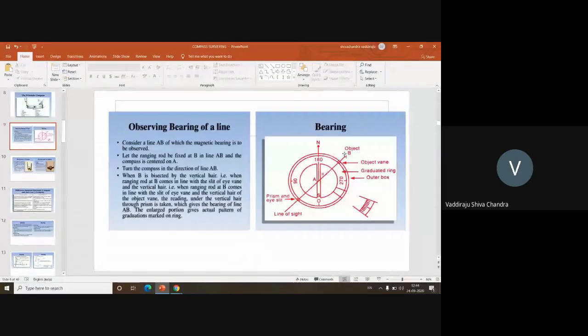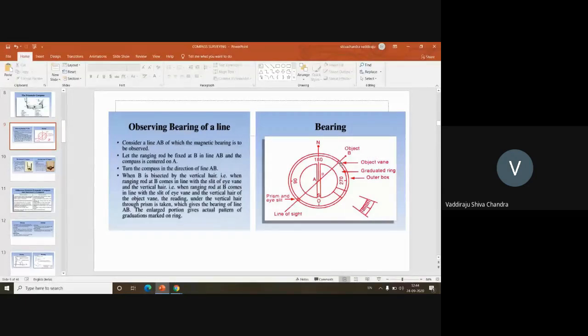So wherever this line, the needle in the compass is pointing to the graduation, that is called a bearing with respect to your north. But most of our calculations are with reference to magnetic north, because of the impact of the magnetic substances in and around our surfaces, the true direction is not possible for us.